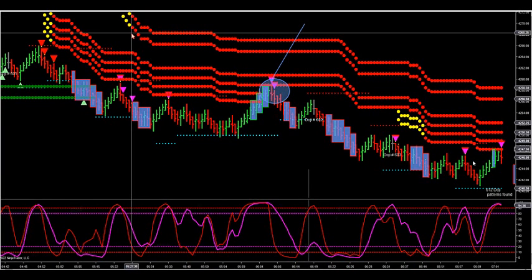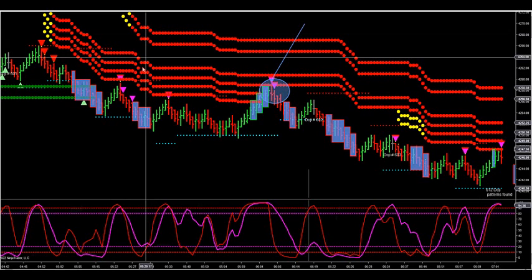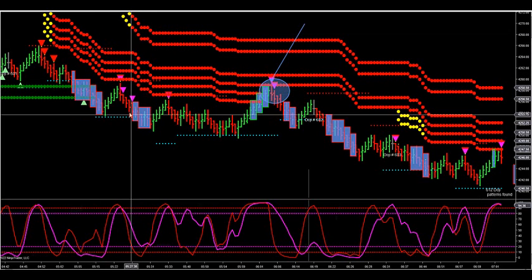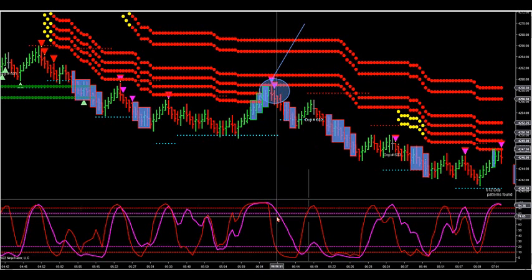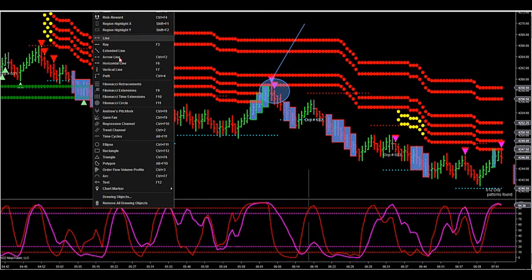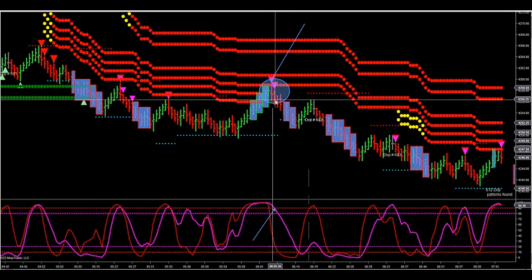So you have six that start printing, 1, 2, 3, 4, 5, 6. They all start printing. We don't look at the red speed bars. We look at the green when they start printing. 1 printed, 2 printed, 3 printed. Now we look for the oscillator, the magenta, to go below 90%. There's your entry right there, and that would be that level for the potential big move down.